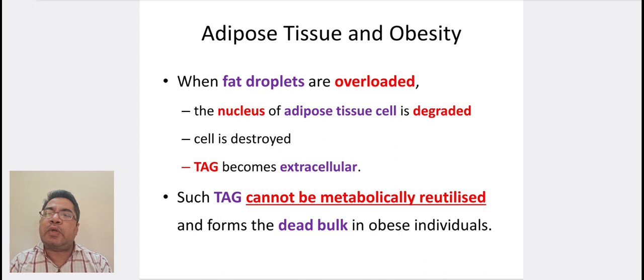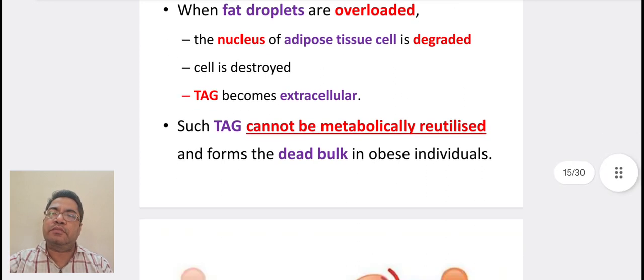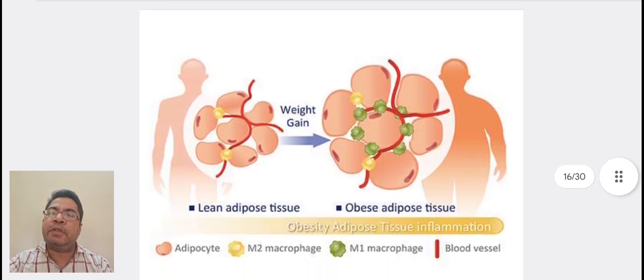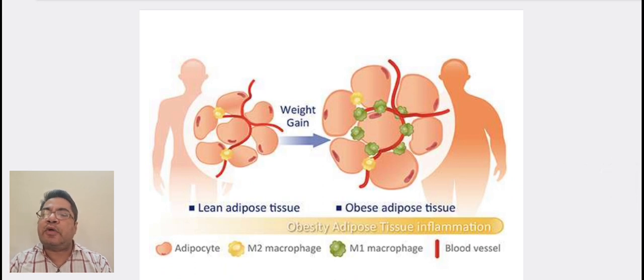When the fat droplets are overloaded, the nucleus of the adipose tissue cell is degraded. The cell is destroyed and triacylglycerol becomes extracellular. Such triacylglycerol cannot be metabolically reutilized and forms the dead bulk of obese individuals. In this diagram, we can see that in normal persons there is lean adipose tissue, whereas in obese persons the size of the adipocyte increases, leading to deposition of triacylglycerols.